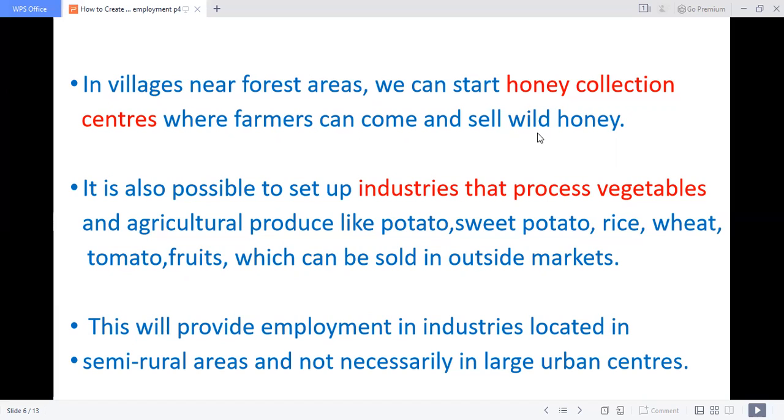Then industries that process vegetables. What is that? I told you that vegetables are all perishable goods. Whether the farmer gets a better price or not, 100 rupees per kg or 10 rupees per kg, he has to sell his product because he does not have cold storage facility. So what are processed vegetables? Like mango, guava, from which they can take juice.